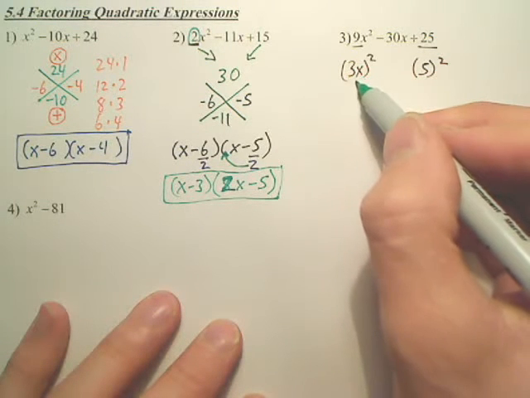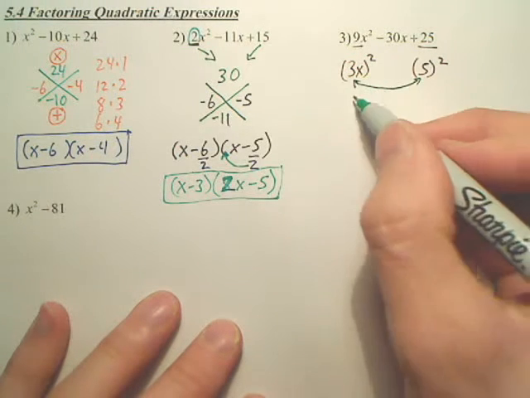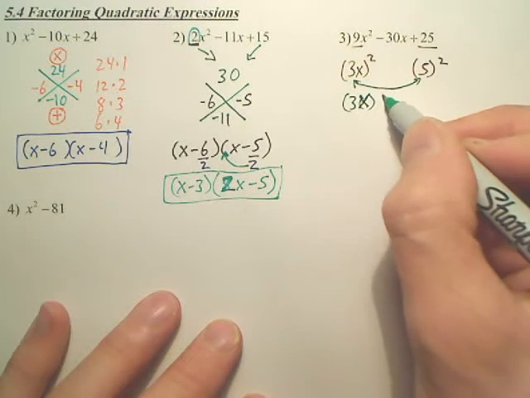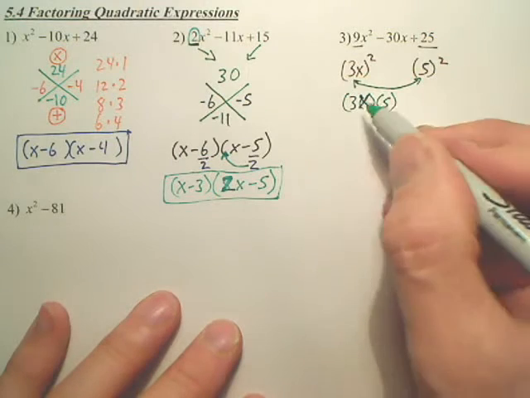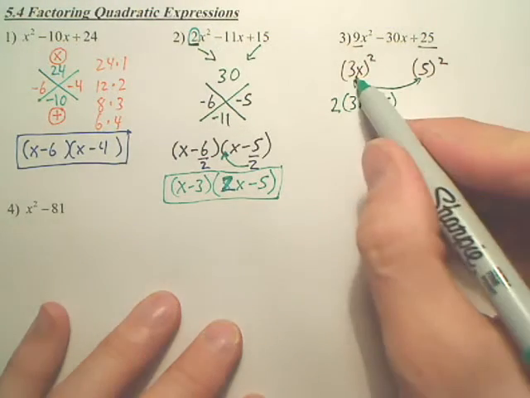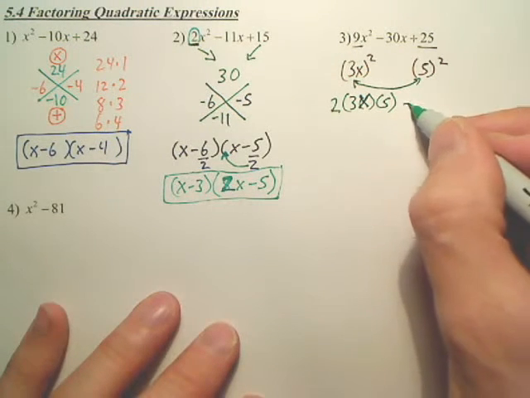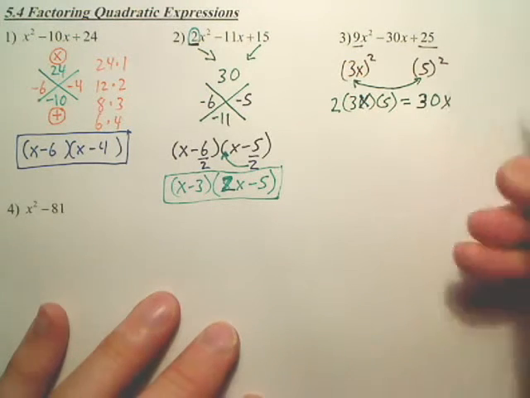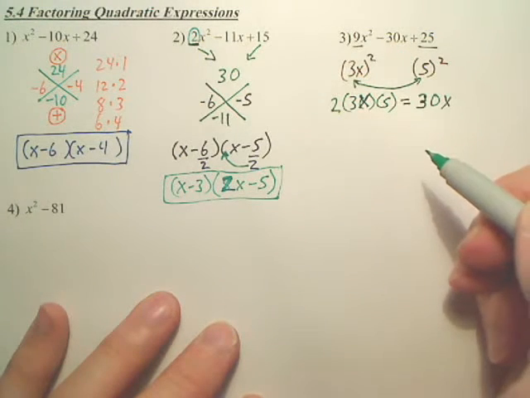What you do is you take these two things and you're going to multiply them. You're going to take 3x, multiply by 5, and then double it. You take the 3 times the 5 and double it. What do you get in this situation? 30x. Now, ignoring the negative for now, does that match the middle?